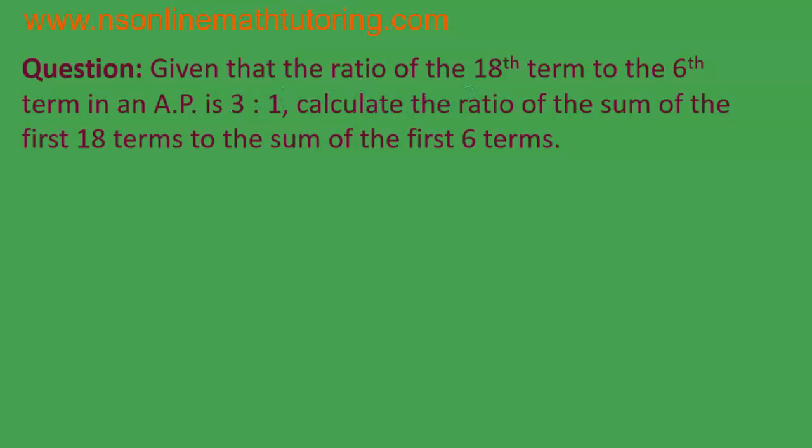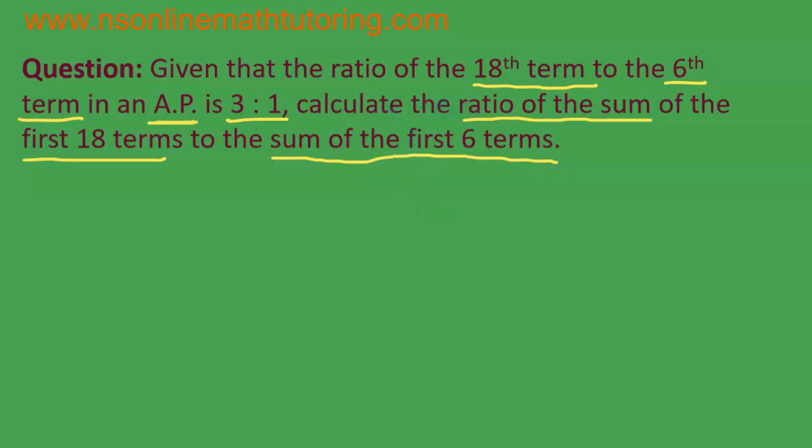Given that the ratio of the 18th term to the 6th term in an AP, arithmetic progression, which is the same as an arithmetic sequence, is 3:1. Calculate the ratio of the sum of the first 18 terms to the sum of the first 6 terms.